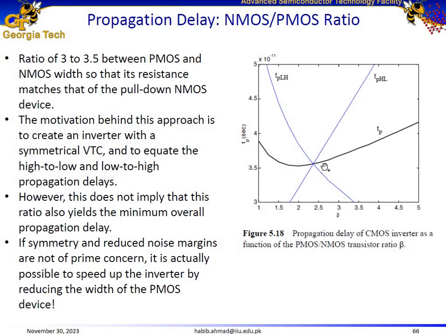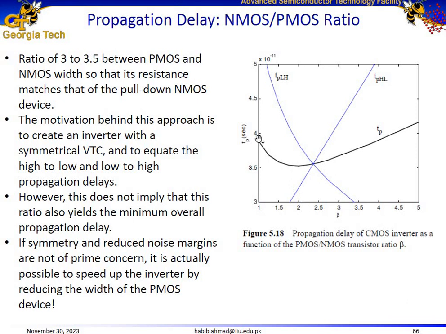Here is a plot of TPLH and TPHL plotted versus beta, this ratio of the widths of the PMOS and NMOS transistors. Now TPLH decreases with this ratio, however TPHL increases with beta. And from the compound effect of the two, we find the overall propagation delay, and we find that the minimum propagation delay is found at a ratio of 2. So at a PMOS to NMOS width ratio of 2, we find the minimum propagation delay.